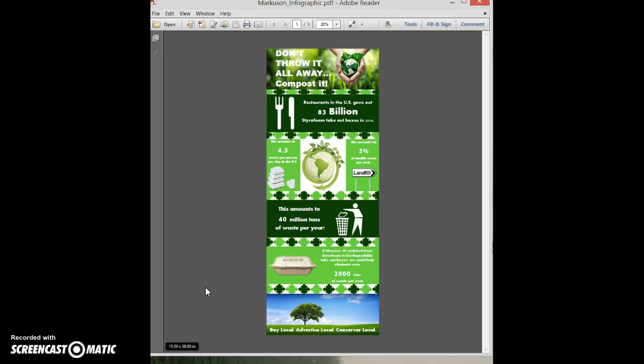The primary color I chose was white and variations of green. Green is a color that represents nature and evokes the emotion of safety. Using green makes people think of green products.